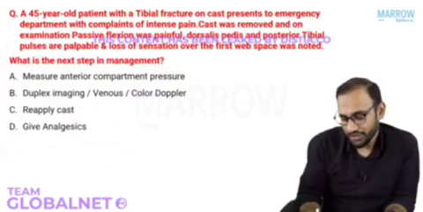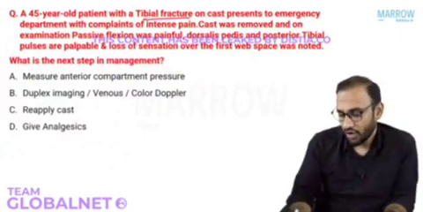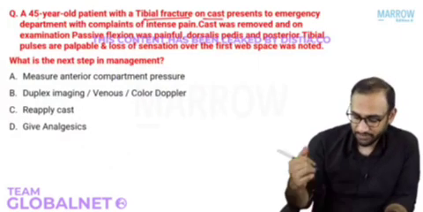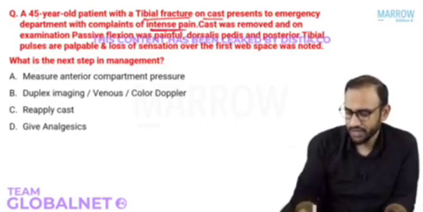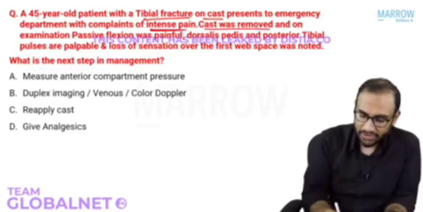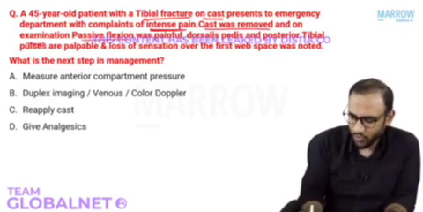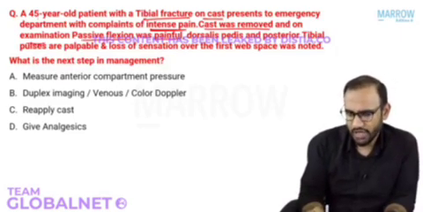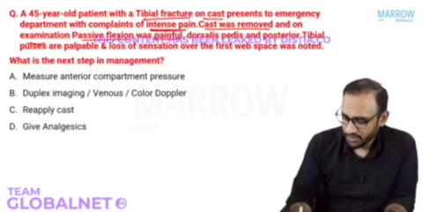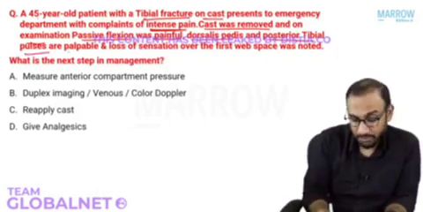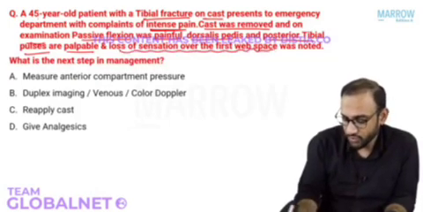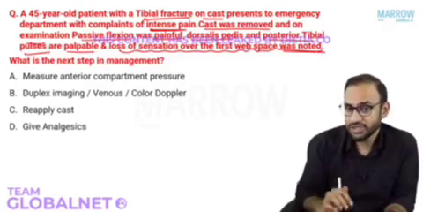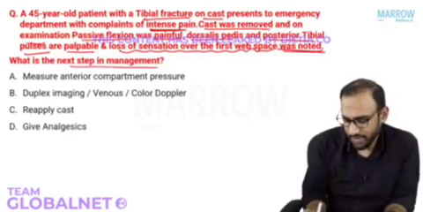A 45-year-old patient with a tibial fracture on cast. Okay, she had a tibial fracture on cast. Presents to the emergency department with complaints of intense pain. Cast was removed, and on examination, passive flexion was painful. Alright, so looks like pain on passive stretch. Dorsalis pedis and posterior tibial pulses are palpable, and loss of sensation over the first web space was noted. What is the next step in management?